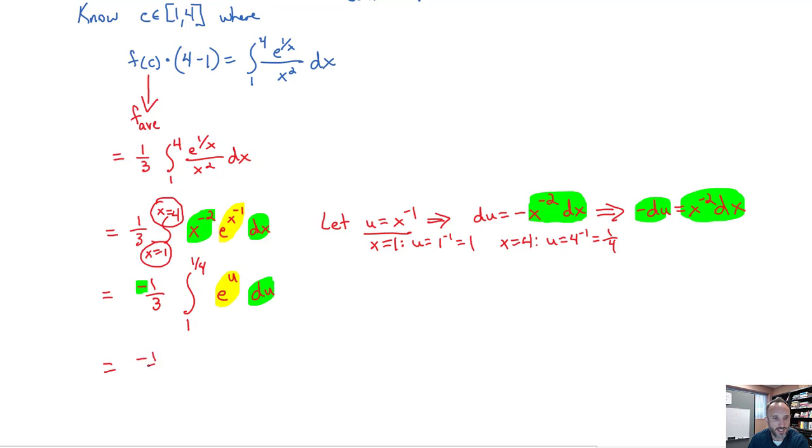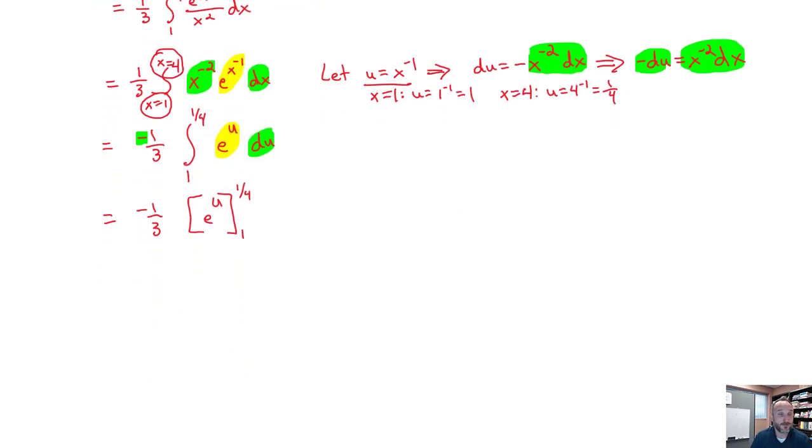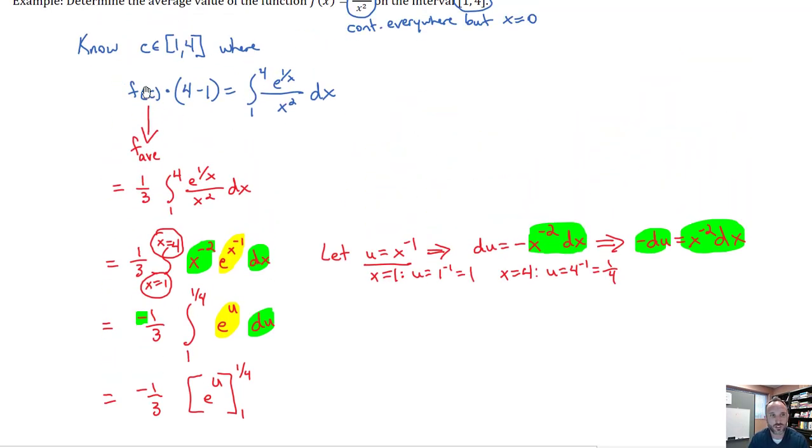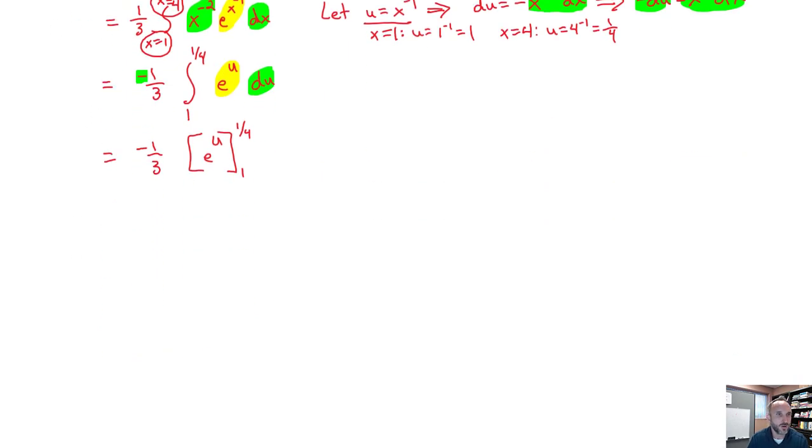So I bring down my coefficient, -1/3. I integrate e to the u with respect to u, which we know is e to the u, and then I evaluate that antiderivative from 1 to 1/4. Okay? Well, we're almost there. Remember, this is the average value of our function. We solved this for the average value, which is the same thing as f of c. So now I need to carry my coefficient. I need to plug in 1/4 for u, so that's e to the 1/4, minus plug in 1 for u, that's e to the first, or just e. And this is my average value.